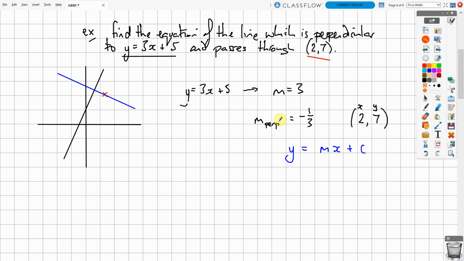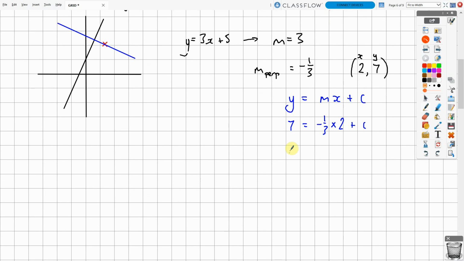And so I've got things that I can substitute into this. I've got this y value of 7. I've got this gradient negative 1/3. I've got this x value of 2. And so I can substitute those in and then do a little bit of work. I can add 2/3 to each side, so that I've got 7 and 2/3 equals c.